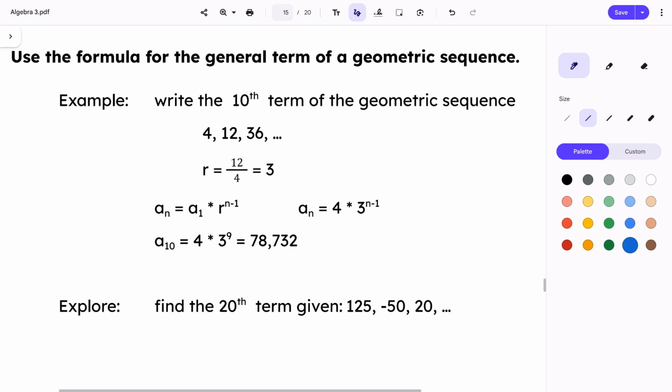Yeah, or pie. Okay, so let's talk about how you would write the equation of a geometric sequence, or how you would find not necessarily the next two terms, but like any term I wanted down the line.